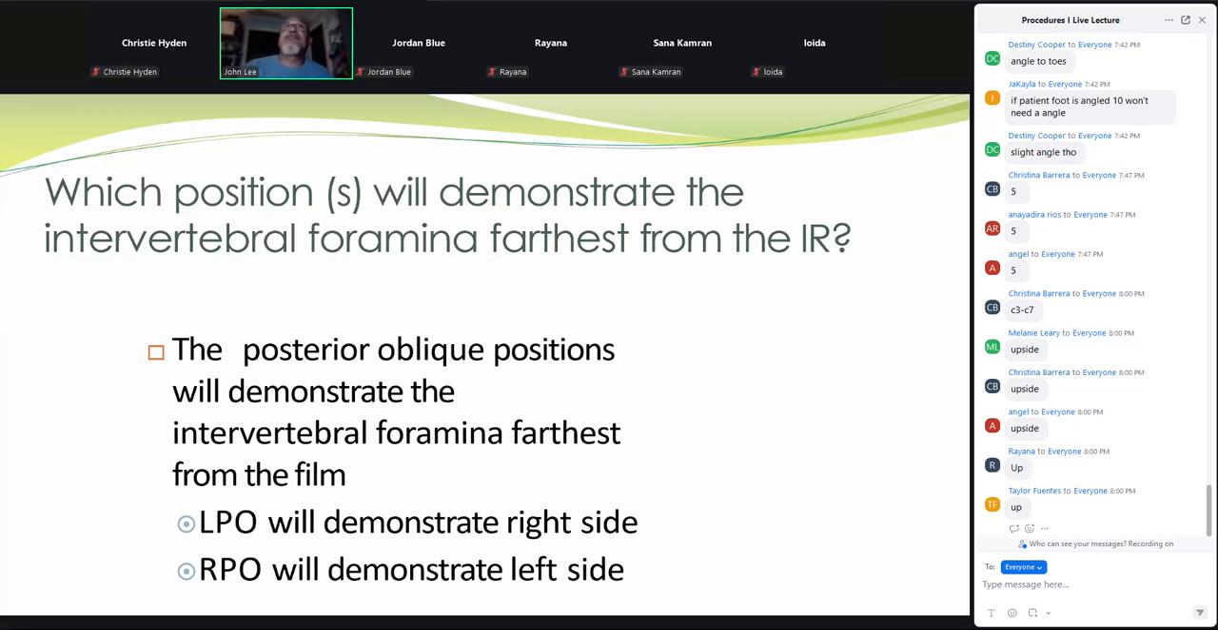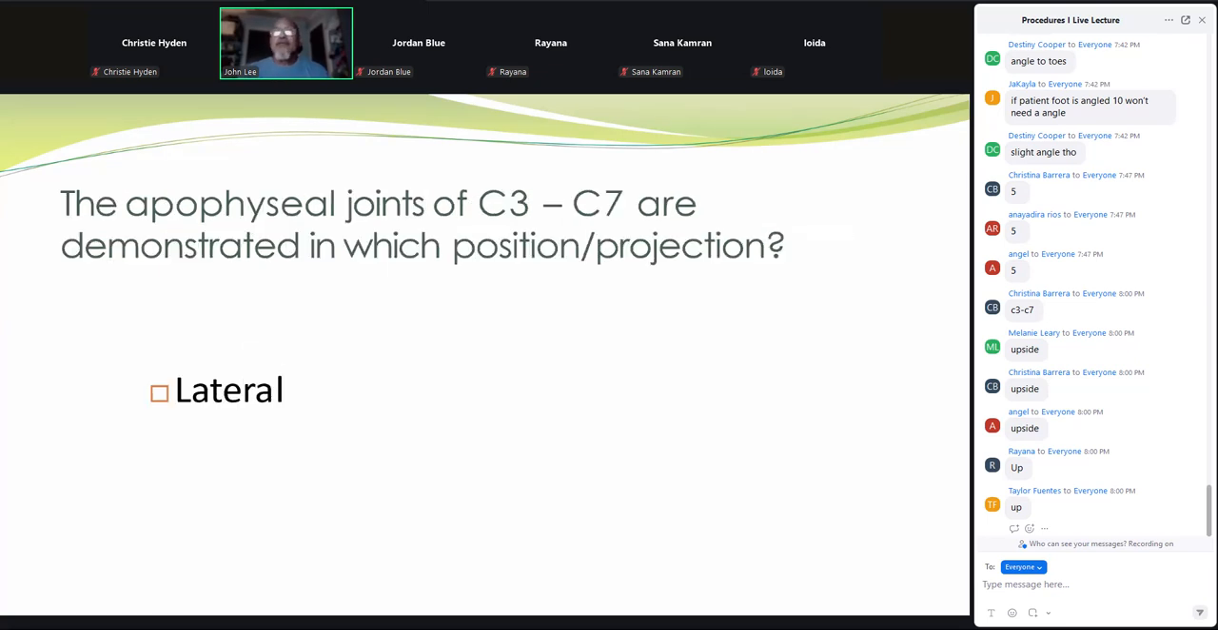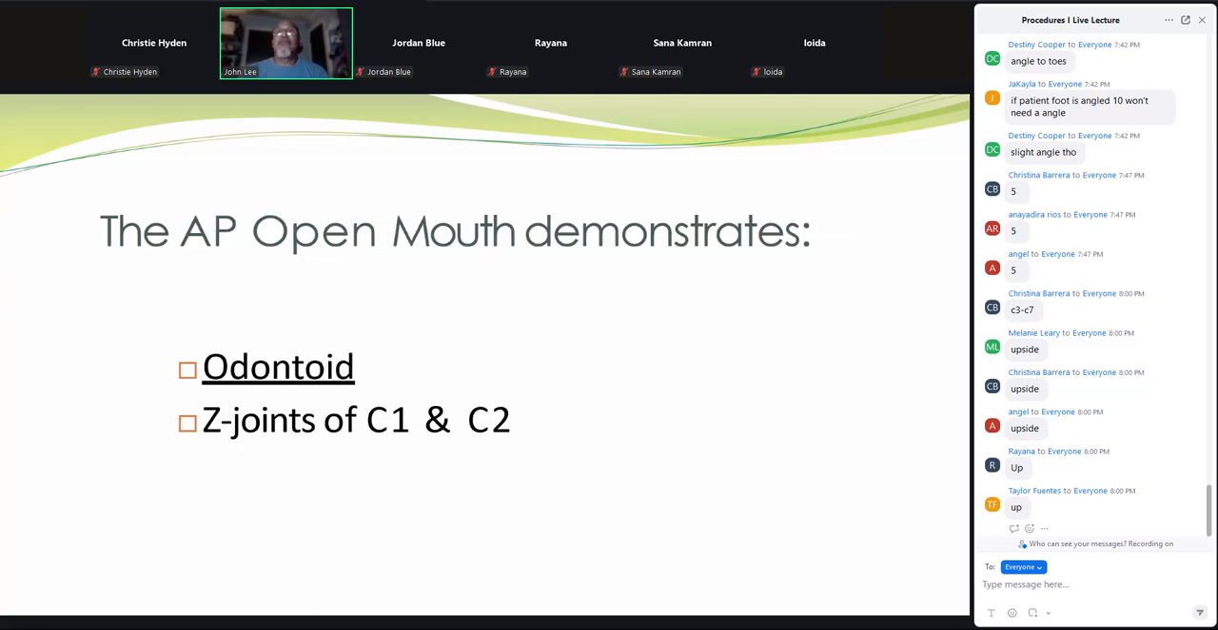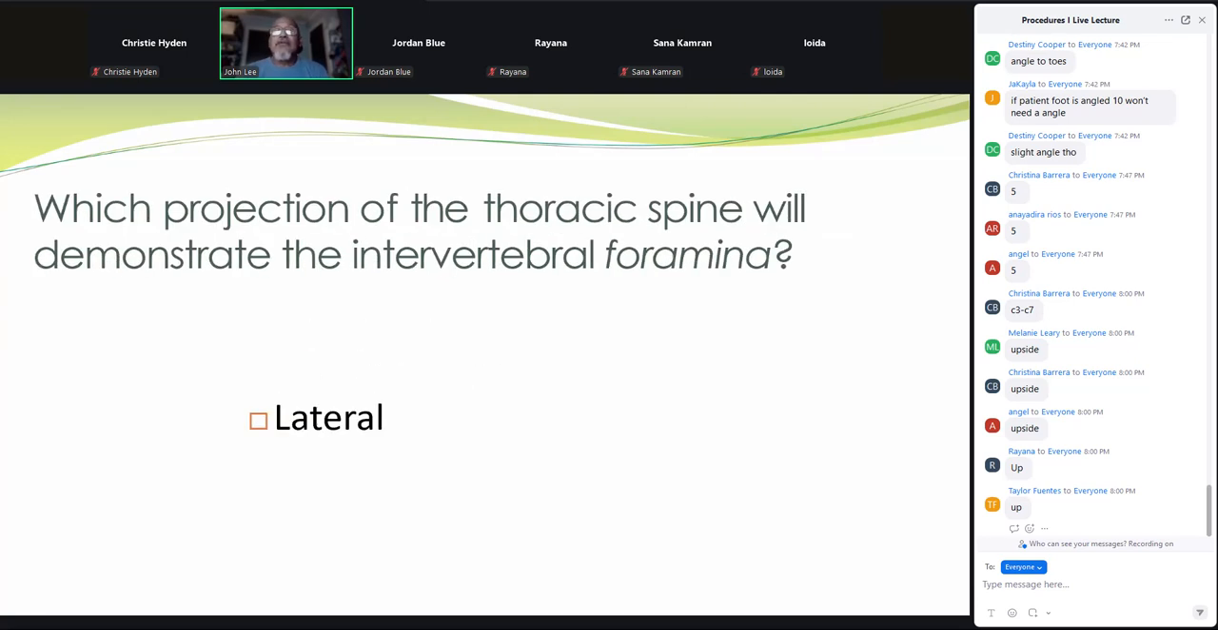Which position demonstrates the intervertebral foramina furthest from the IR? We're going to assume that this is talking about the cervical spine, right? LPO demonstrates the right, RPO demonstrates the left. So these are some more of those questions. Go through there, see if we need anything.